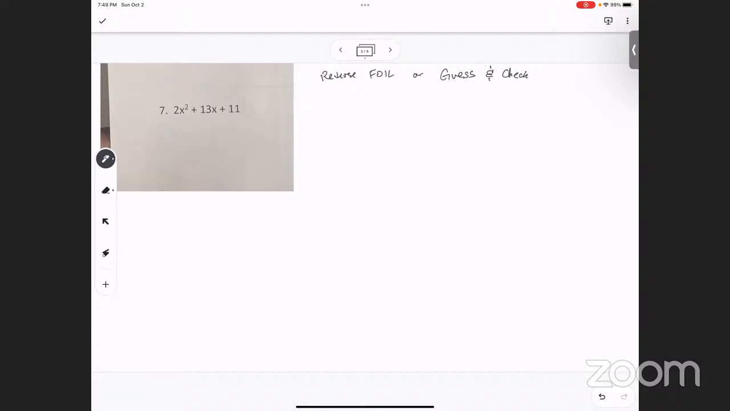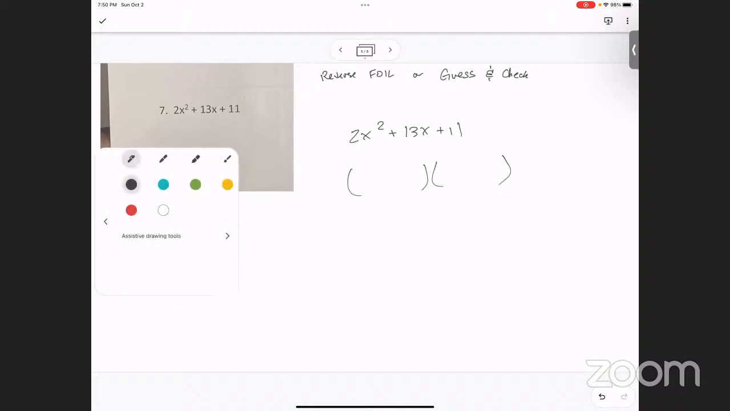So what we're going to do is we're going to write this out. And we know if this factors, see how there's no GCF, no greatest common factor in all these: 2 and 13 and 11, they don't have anything in common and they don't all have an x. So if it factors, it's going to be like this, where you've got a binomial and a binomial. Do you understand? Yeah. Okay.